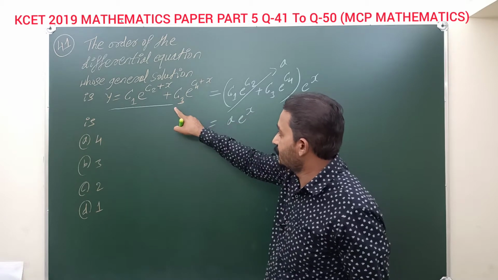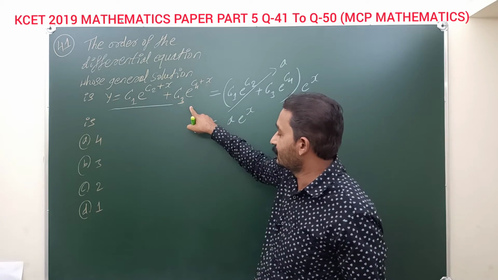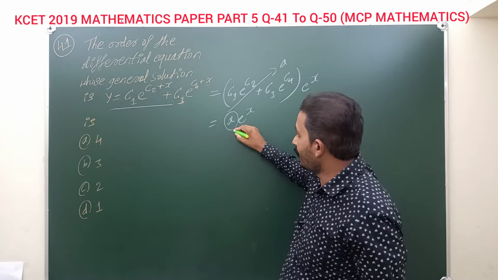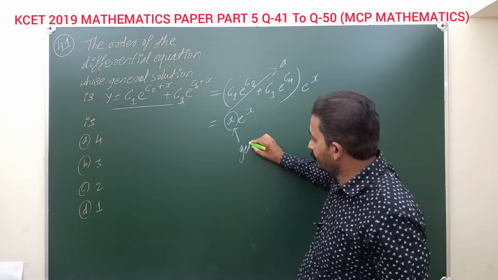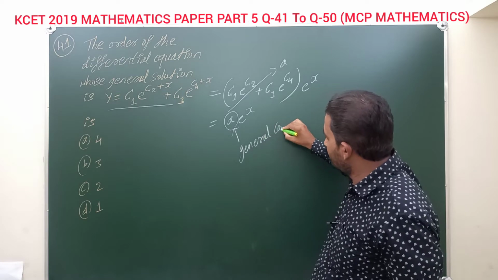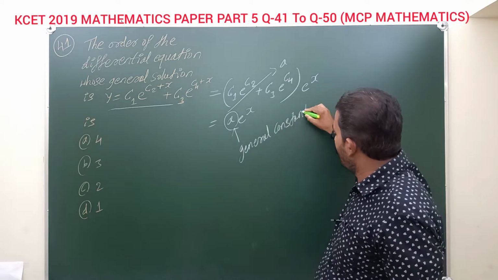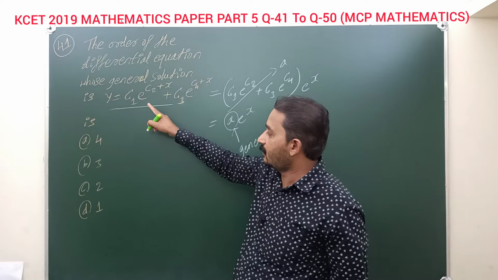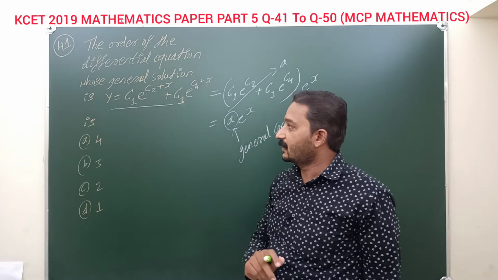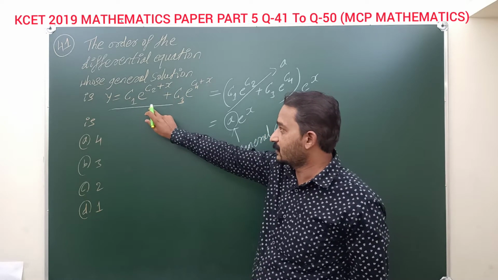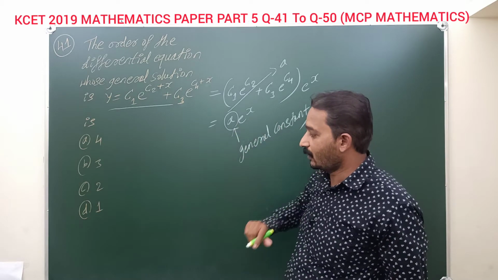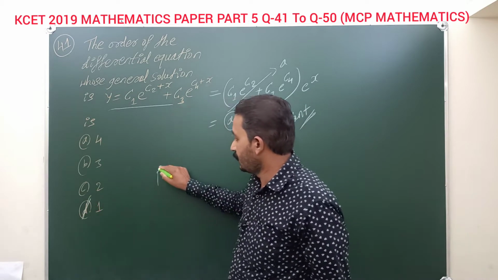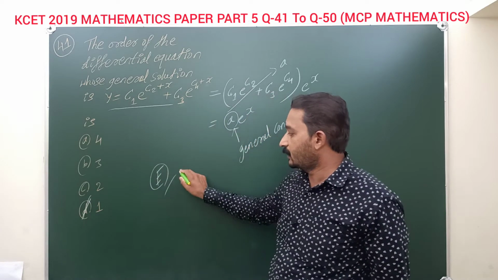So this general solution of the differential equation contains only one arbitrary constant. So the order of this differential equation whose general solution is given is 1, because the arbitrary constant is also 1. Option D is correct. Easy question. All the students solve this question. Take down.